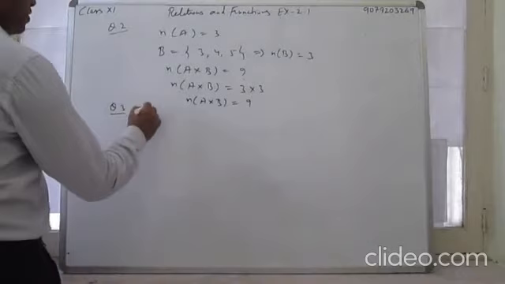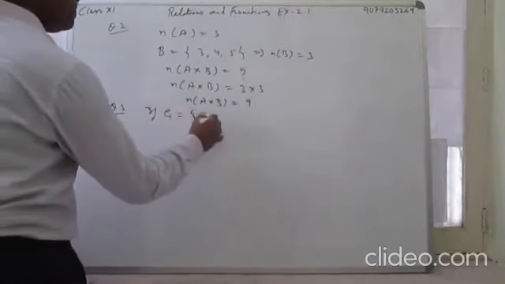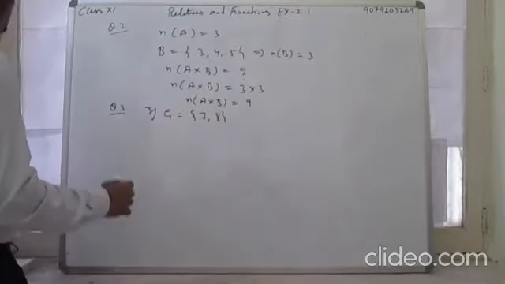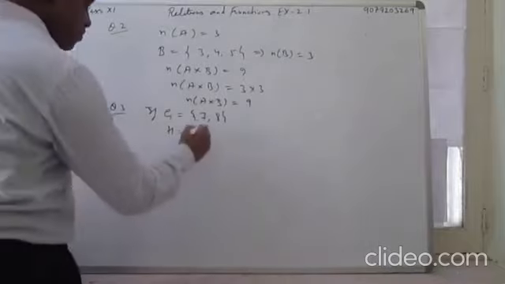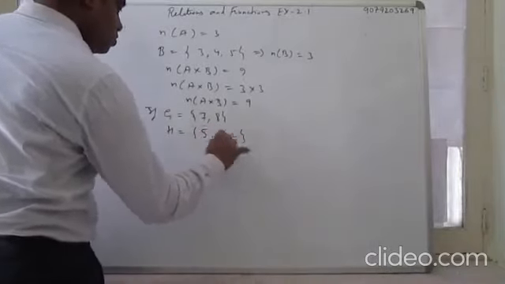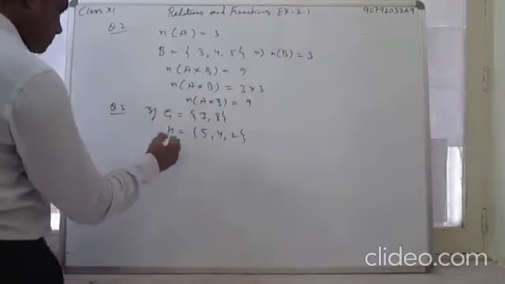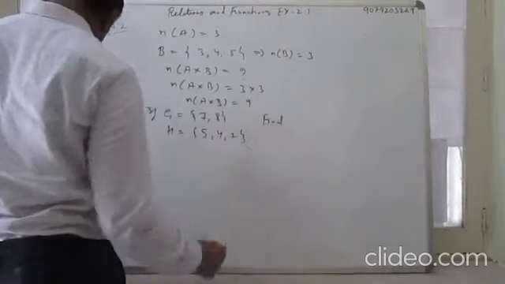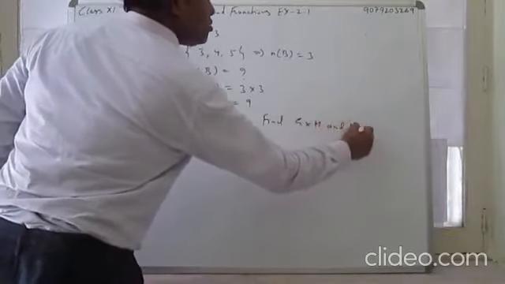If G is given to you as {7, 8} and H is given to you as {5, 4, 2}, find G cross H and H cross G.